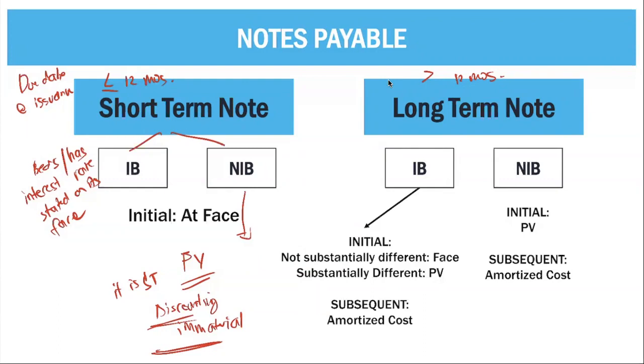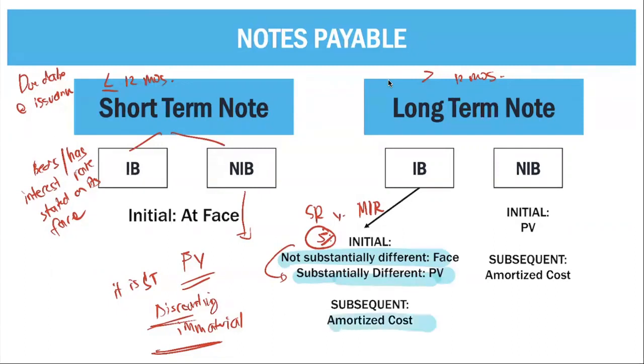Okay, so next, long-term note. For long-term note, it can again be either interest bearing or non-interest bearing. So if it's interest bearing, initially, you need to look at whether it is substantially different or not substantially different from the market rate. So what you will compare here is the stated rate on the note versus the market interest rate. If the difference is at least 5%, we say it is substantially different. If it's substantially different, you measure it at present value. If it's not substantially different, you measure it at face. Okay? So it is just the same rule as with your long-term note receivable.